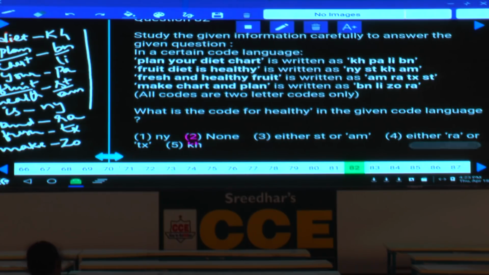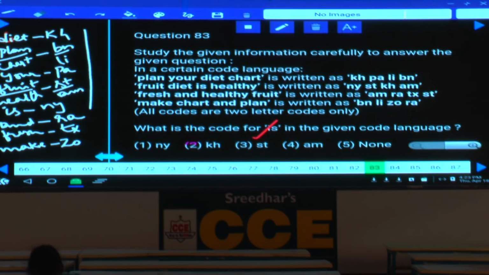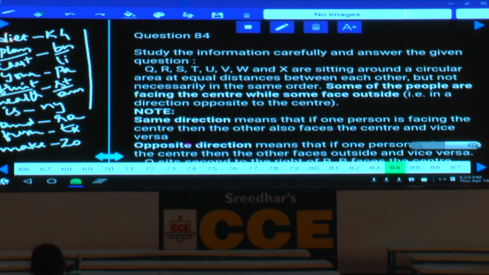The next one, question number 82. What is the code for healthy? The code for healthy could be either ST or AM, that is choice 3. Then question number 83. What is the code for age? The code for age is NY, that is choice 1. Then question numbers 84 to 88.